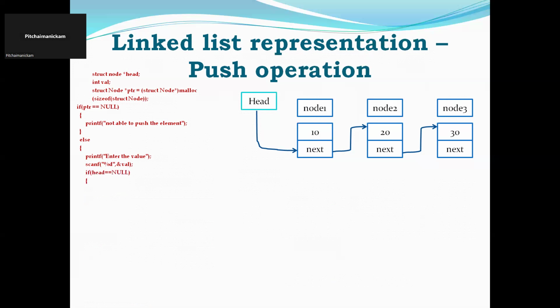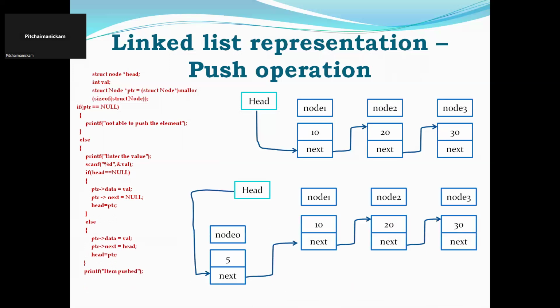After that, we need to check if the head is equal to null. Then pointer data is equal to value, and pointer next is equal to null, and head is equal to pointer. Otherwise, else: pointer data is equal to value, and pointer next is equal to head, and head is equal to pointer, and the item is pushed.